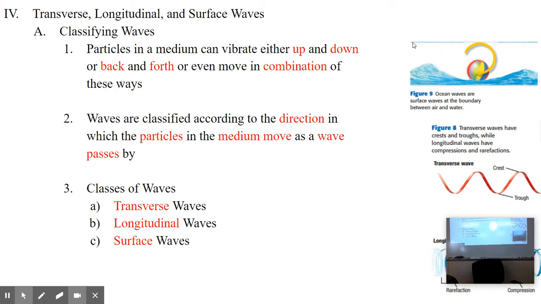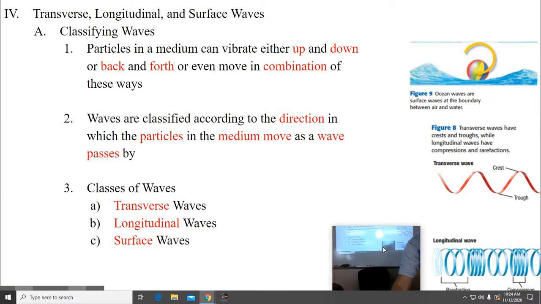So again, there are three types of waves: transverse, longitudinal, and surface. Just so you can see, a surface wave would be like an ocean wave. They are right at the boundary between air and water. This red little thing here, going up and down, that's a transverse wave. And this blue coil or spring-like thing, that is a longitudinal wave.